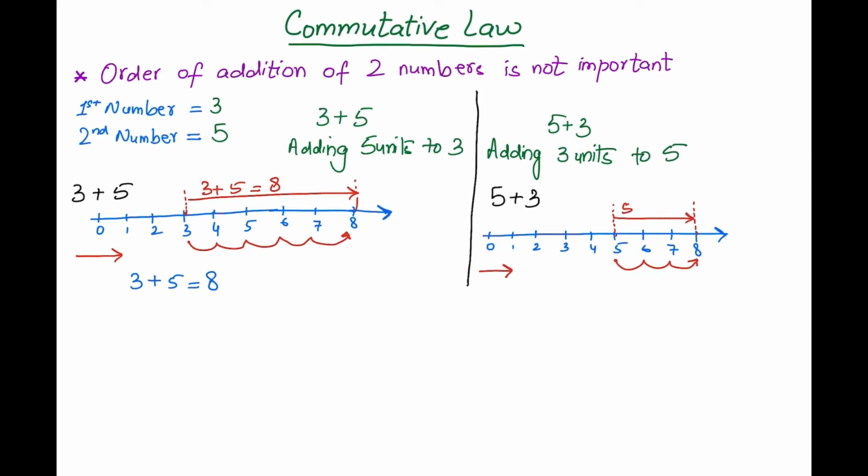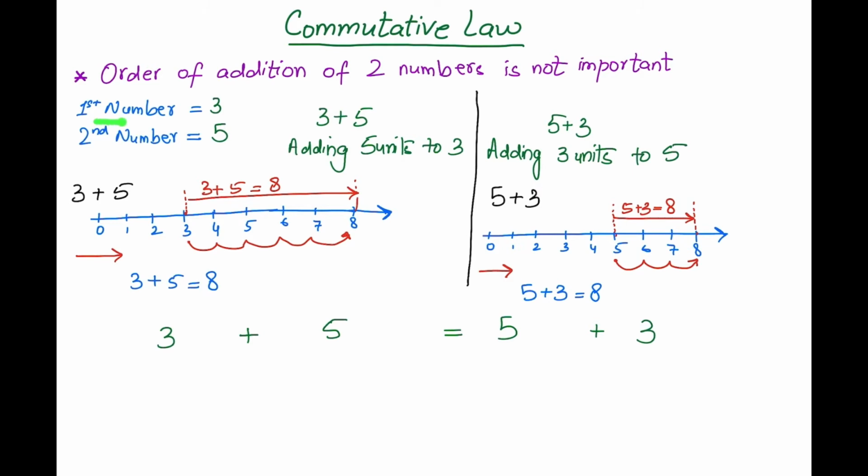Here you will write 5 plus 3 is equal to 8. Hence, the result of adding 3 units to 5 is 8. Here you can see that 3 plus 5 is 8 and 5 plus 3 is also 8. Hence, we can write here 3 plus 5 is equal to 5 plus 3.